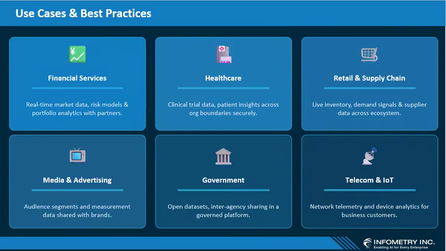Let's look at a real world example. In retail, companies share inventory data with suppliers. Instead of sending reports, suppliers can access live data. This helps them plan better and respond faster. This improves efficiency and reduces delays. So, data sharing directly impacts business outcomes, not just technical processes.